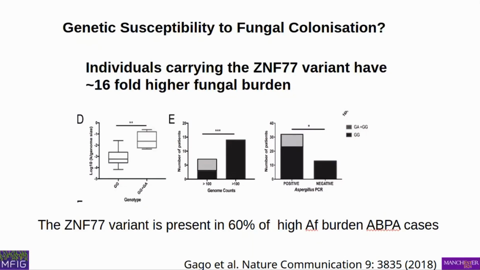And we have been discovering variants in individuals with disease. Sometimes it's not the way we expect. And again, ignore the graphs, don't worry about those. We found the first one about 7 or 8 years ago, and it's in a gene called ZNF77. You don't need to worry about what that does. It's a control gene. And anyone who has this variant in that gene has about a 16-fold higher fungal burden in their lungs. And that's really, really very significant when you're thinking about fungal disease.